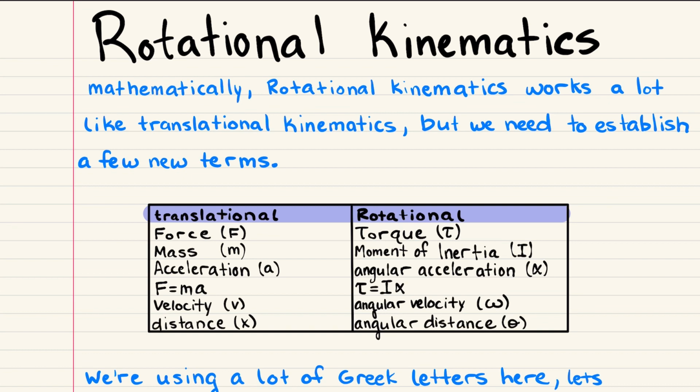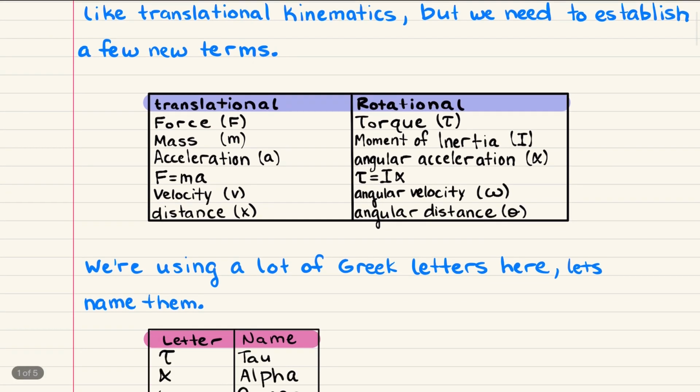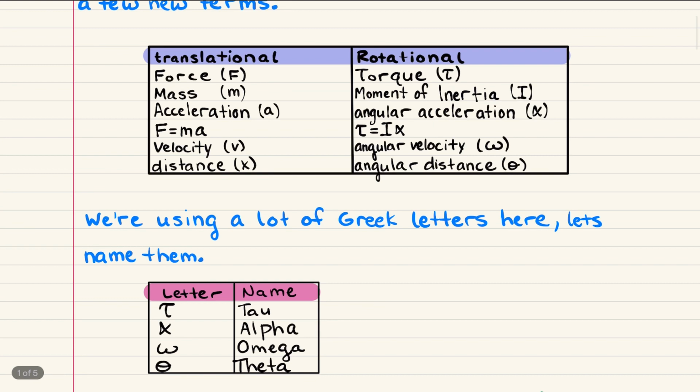Velocity v is now going to be replaced with angular velocity omega. And then for distance x or y, whatever variable you're using for distance, we're just pretty much going to be using angle theta for angular distance. Now, we're using a lot more Greek letters here, so let's go ahead and name them.